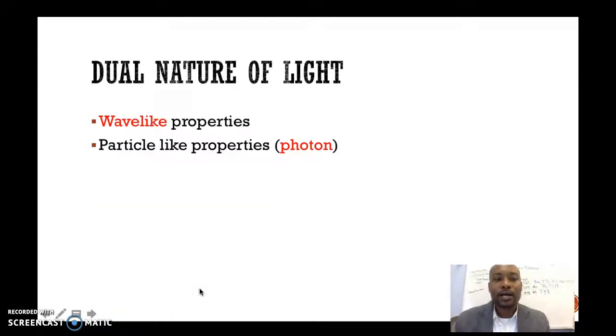Okay, so light is an interesting substance because light behaves both as waves and it also behaves like a particle, like matter. So we describe light as photons. We describe this as the dual nature of light, because typically it's either one or the other. But it's quite interesting that light behaves as both a wave and as a particle.